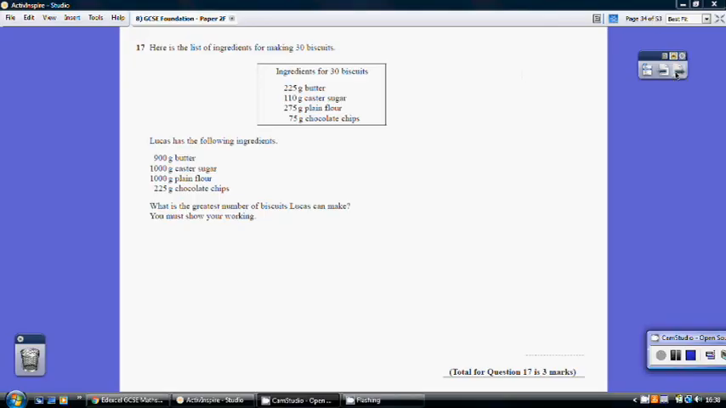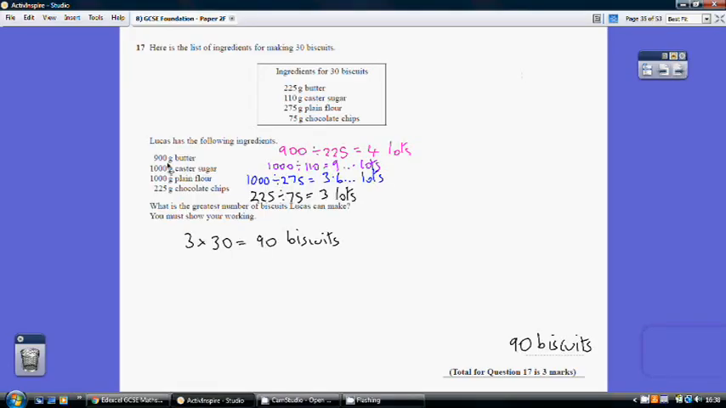Question 17. So we've got 900 grams of butter. We need 225 grams of butter to make 1 batch of biscuits. So 900 divided by 225 means we can make 4 lots of biscuits.